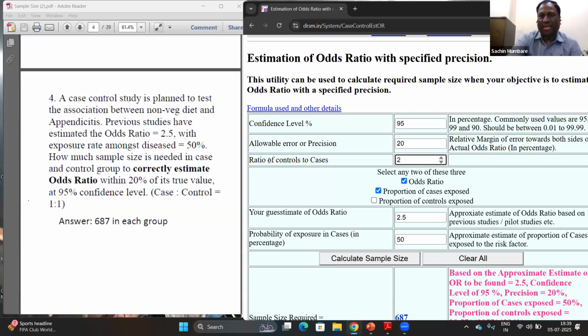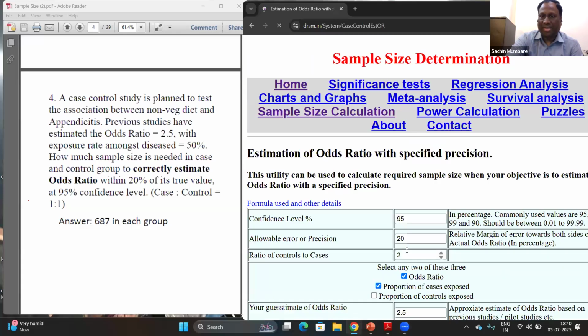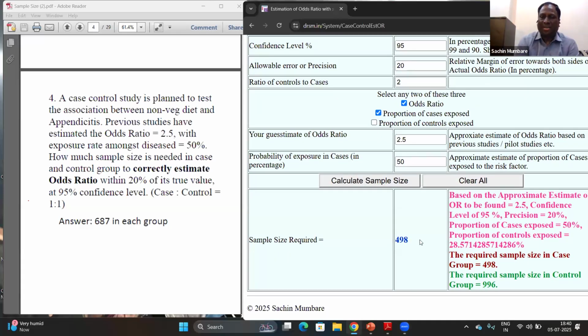Now I am putting how many controls per case? 2. And now we will see how much the sample size is. The sample size required is 687 previously with 1 control per case. Now if I click here, it is reduced to 498, without compromising the power of the study.